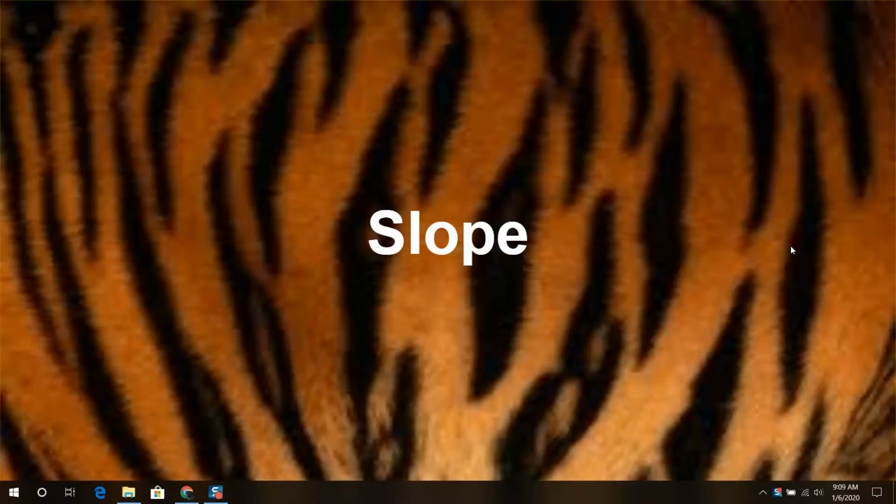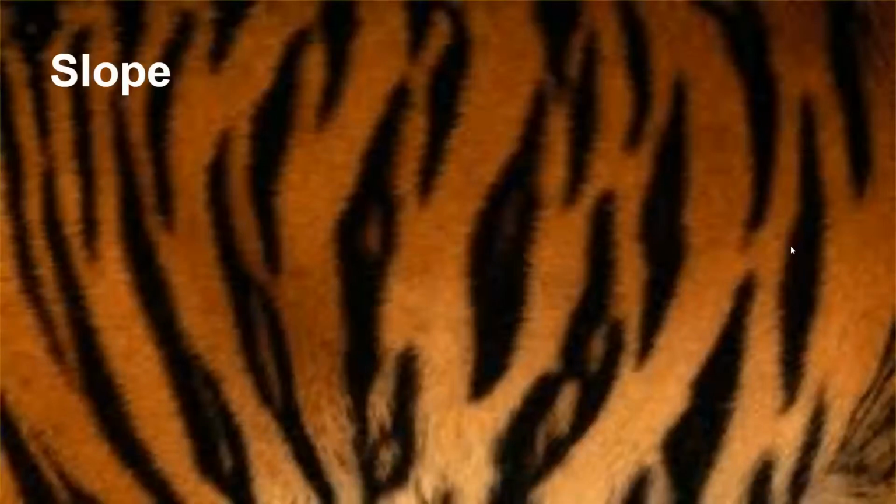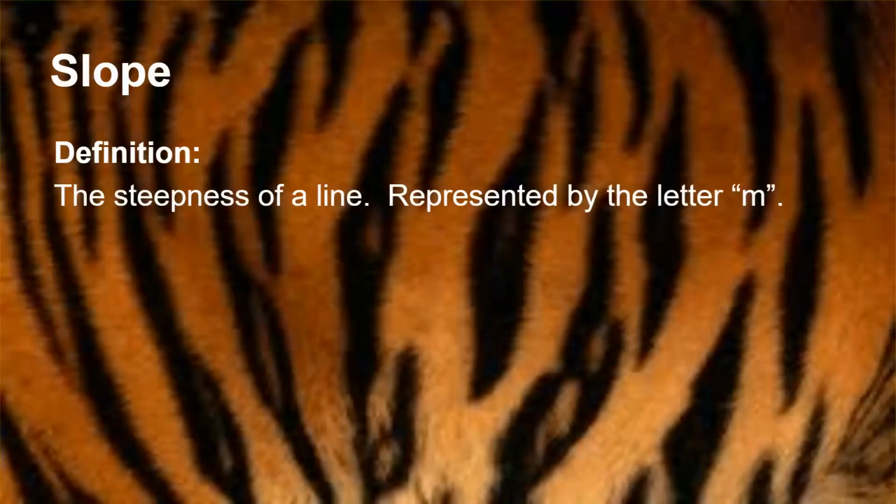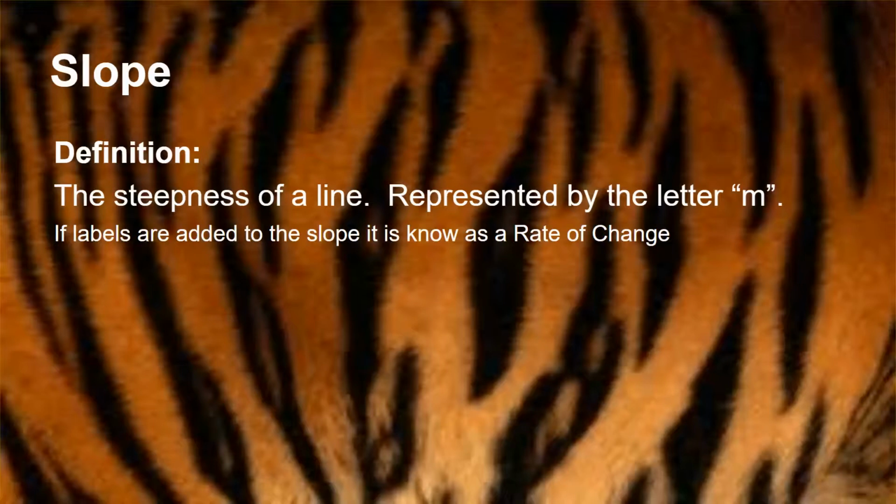Hello, today we're going to be talking about slope. The slope of a line is simply the steepness of a line, and it's represented by the letter M. If labels are added to the slope, it's known as rate of change. And the following formulas all work.